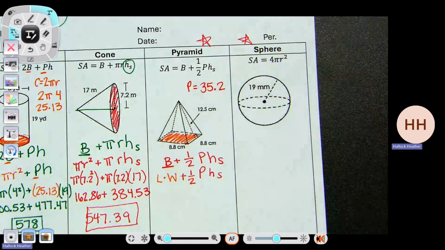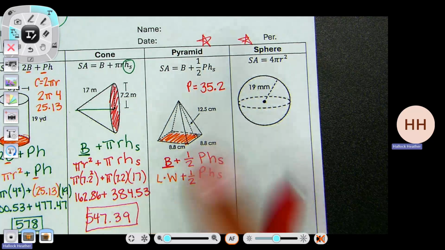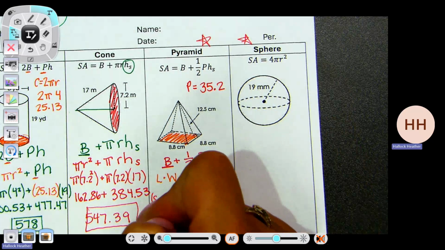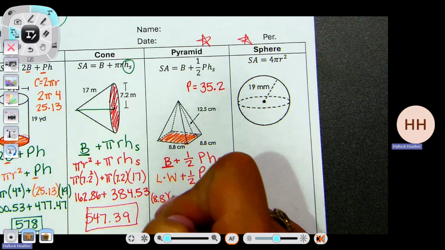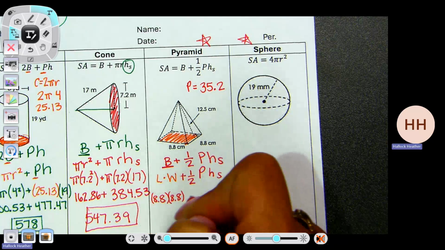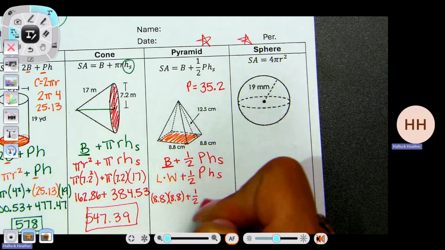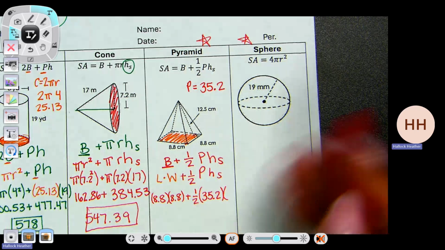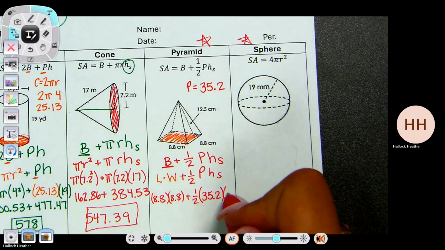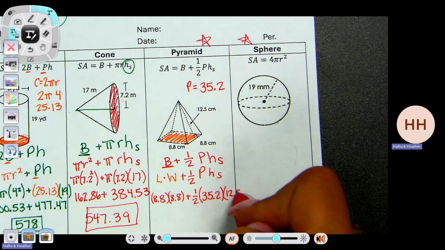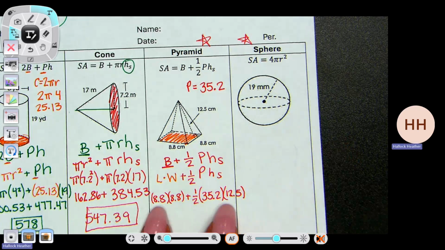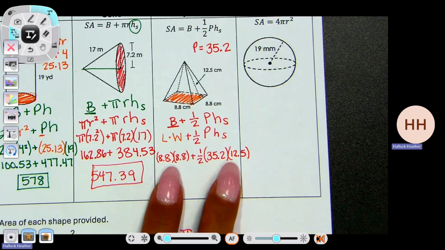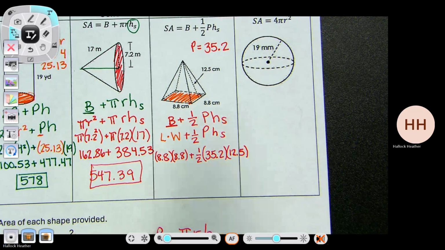The perimeter of the base is 35.2. My length and the width are also 8.8, so I'm doing 8.8 times 8.8, or 8.8 squared, plus 1/2 the perimeter we found, which is 35.2. What's my slant height? 12.5. So you're going to multiply both sides, and then we're going to add them together.